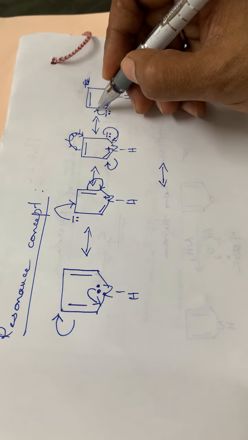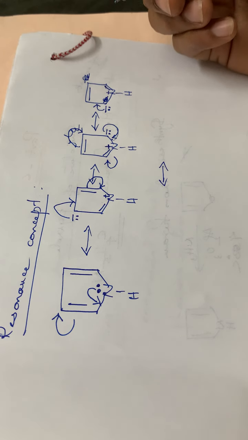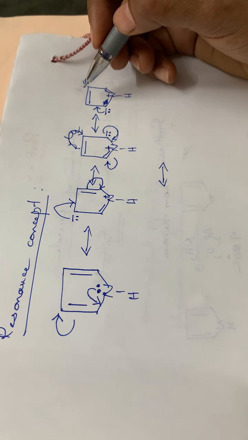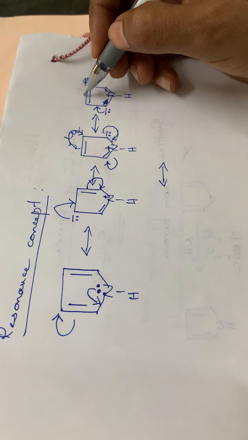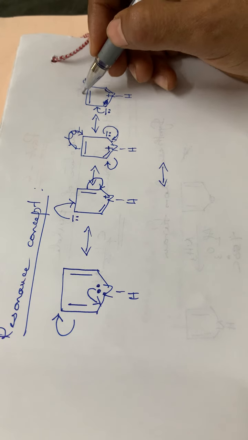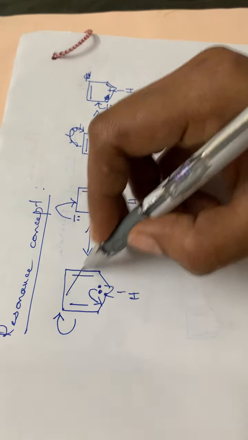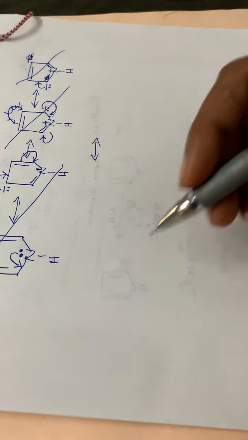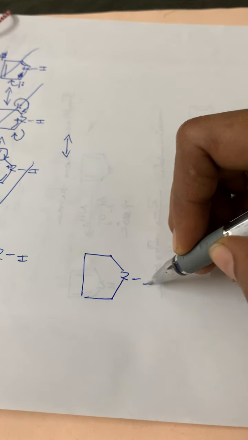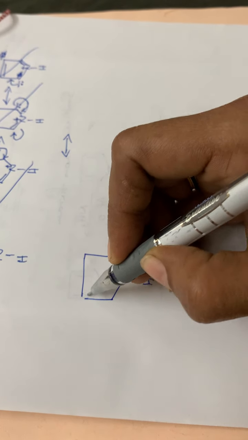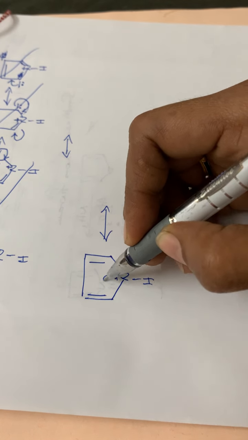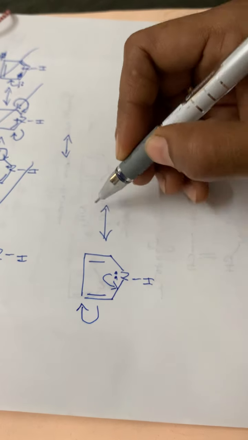Then the next structure, this negative charge to this position, then the double bond. I think I had lost somewhere. I will be drawing one more. Okay. The first structure, NH, lone pair of electrons, double bond, double bond. Then the next step, the shift of electron pair, this one, to this position.